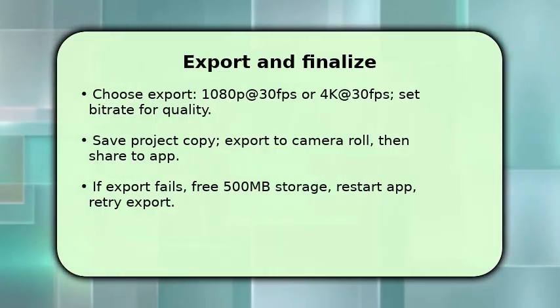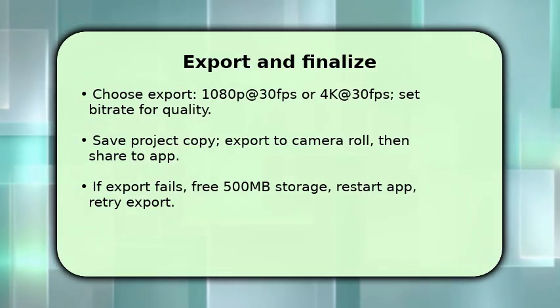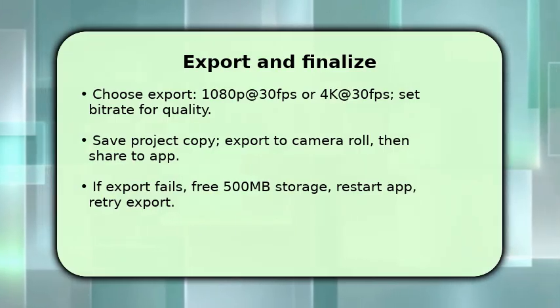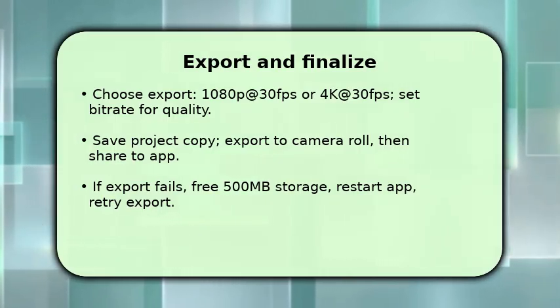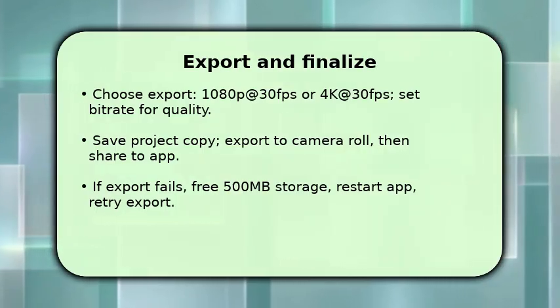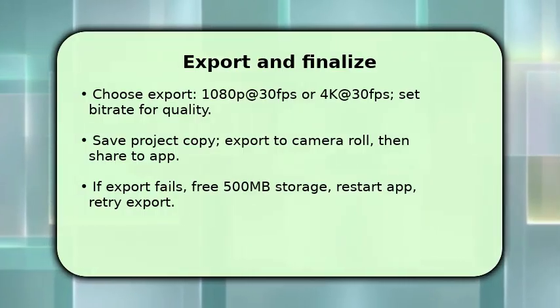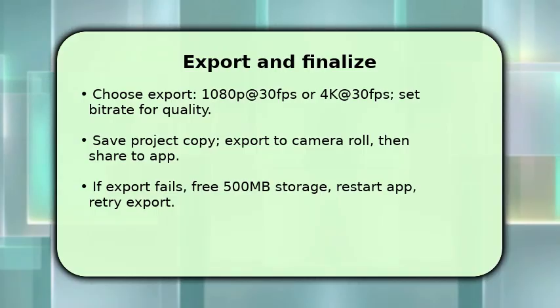After exporting, save a project copy and then export to your camera roll before sharing to social apps to avoid compression issues. If export fails, free at least 500 MB of storage, force close and reopen the app, then retry. This resolves most glitches caused by temporary cache or interrupted I/O. You're done. Review the final file.